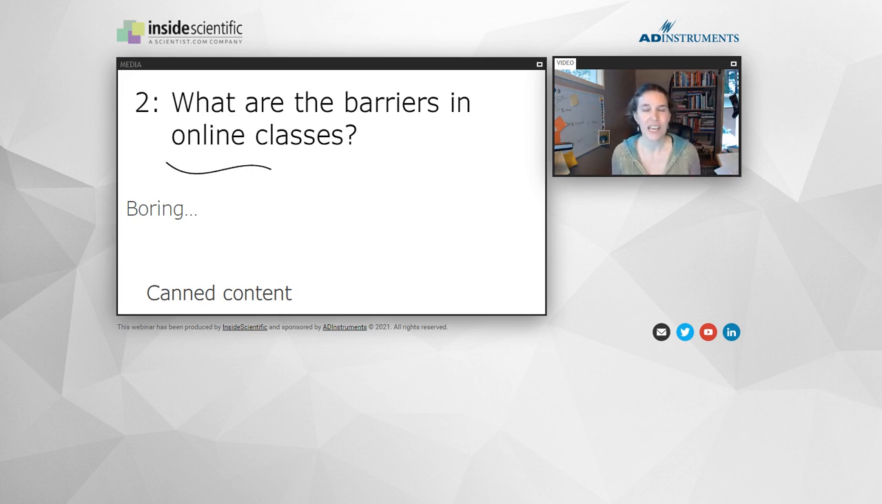Other barriers. If anybody's used any of the virtual experiments, they're canned. The students push a button and then it just unfolds in front of them. And that kind of canned content is, I would argue, boring. And it also sort of misses the point. Hoop jumpy, like I hate jumping through hoops. I hate jumping through any hoop, and I never want my students to do it.